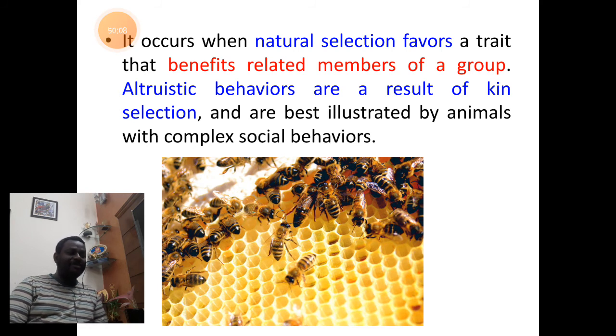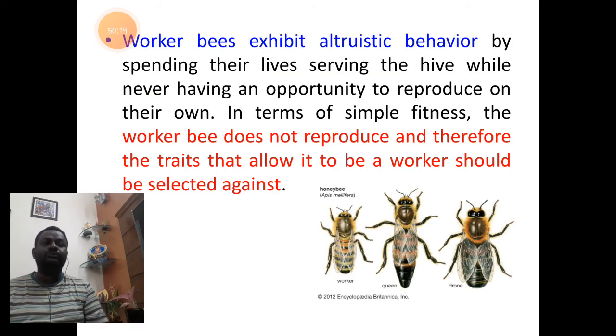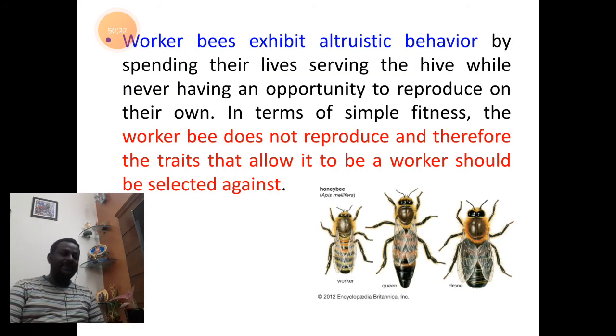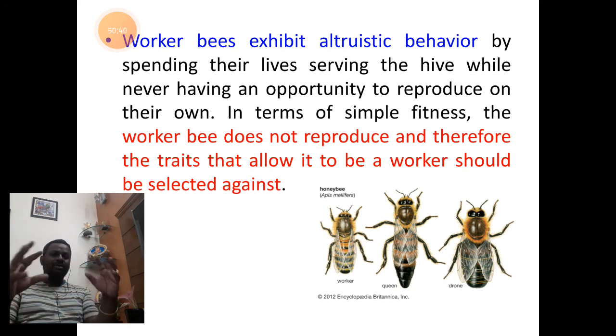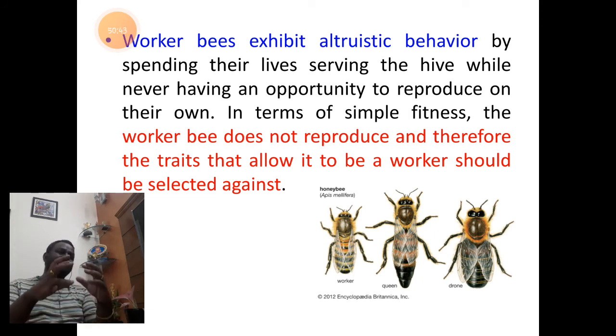Natural selection will favor a trait that benefits the related individuals of the colony. It's a very complex behavior. Here, the worker bees exhibit kin selection or altruistic behavior. While stinging the enemies, it damages itself. Exactly when a worker bee stings the enemy, it will leave its sting in the body of the enemy. So the digestive part, that is the sting, gets disrupted. It cannot feed further. It will die.